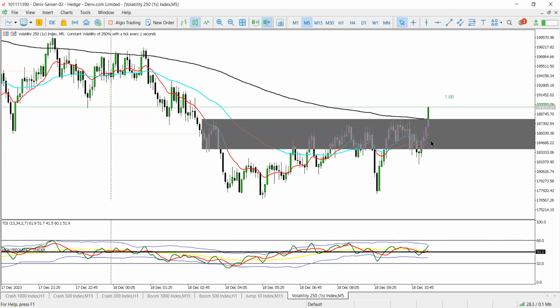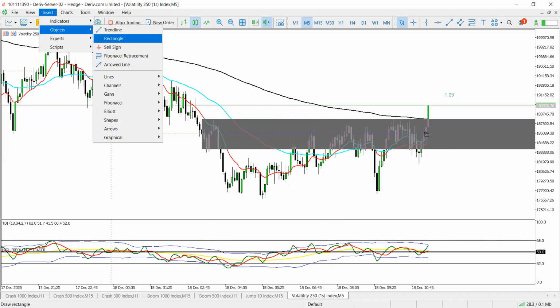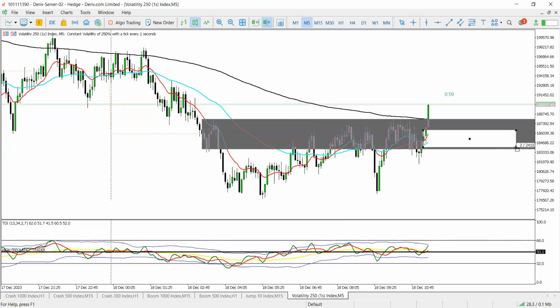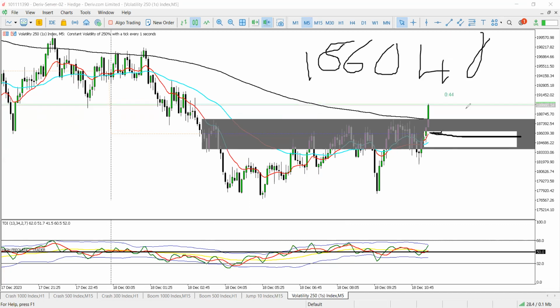So right here on V250, I'm waiting for price to sort of retrace into this area here, right? If price gets to 186040, we can consider buys. Once we get there and we reject this zone, we should buy V2501S. So I think that's it for me.